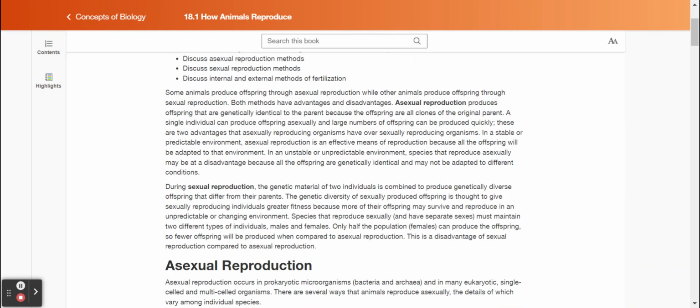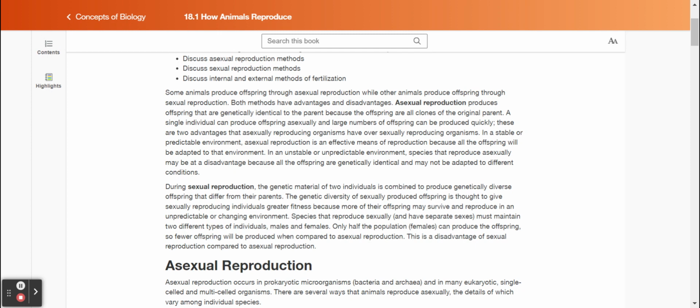Some animals produce offspring through asexual reproduction, while other animals produce offspring through sexual reproduction. Both methods have advantages and disadvantages. Asexual reproduction produces offspring that are genetically identical to the parent because the offspring are all clones of the original parent. A single individual can produce offspring asexually, and large numbers of offspring can be produced quickly. These are two advantages that asexually reproducing organisms have over sexually reproducing organisms.